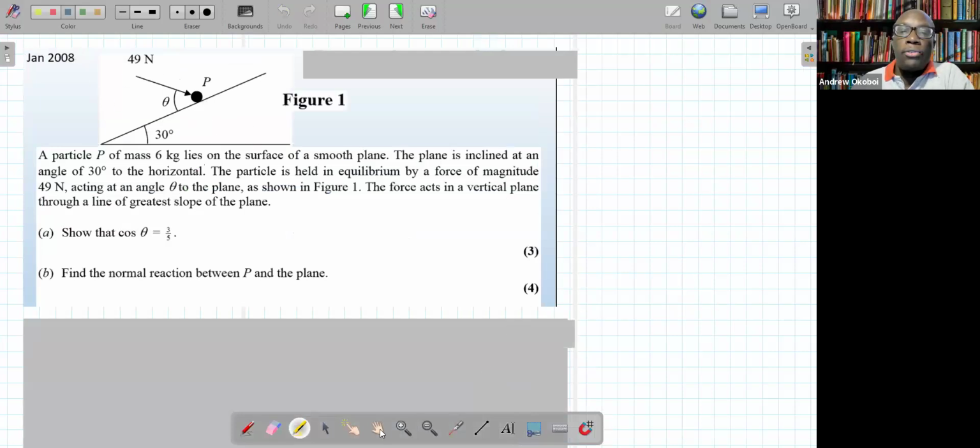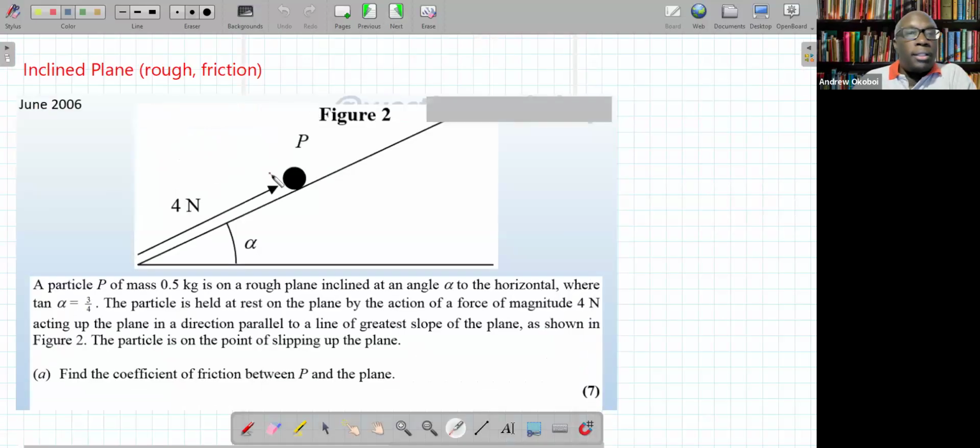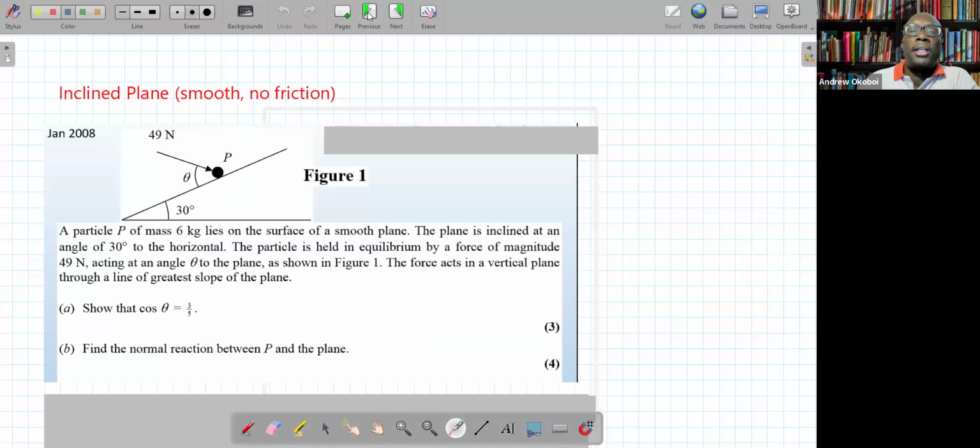Now we have 2 kinds of inclined plane questions. There's the ones which we call smooth inclined planes. Now those are not going to be difficult, but they're extremely rare. I think since the 2000s, there's only ever been one smooth inclined plane. So the vast majority of them, more than 80% of them, are actually rough inclined planes that involve friction. So you'll find many of them that are all rough with friction because the question is slightly more difficult. But I'll show you how to do that next time.